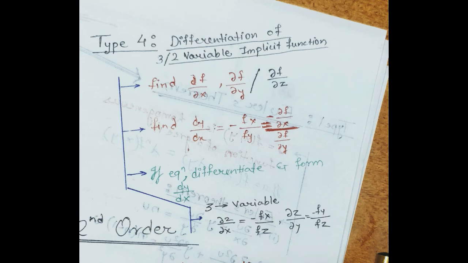So I will be taking examples on both two variables and three variables. So keep watching the video for a better understanding till the last of differentiation of three or two variable implicit functions of partial differentiation.